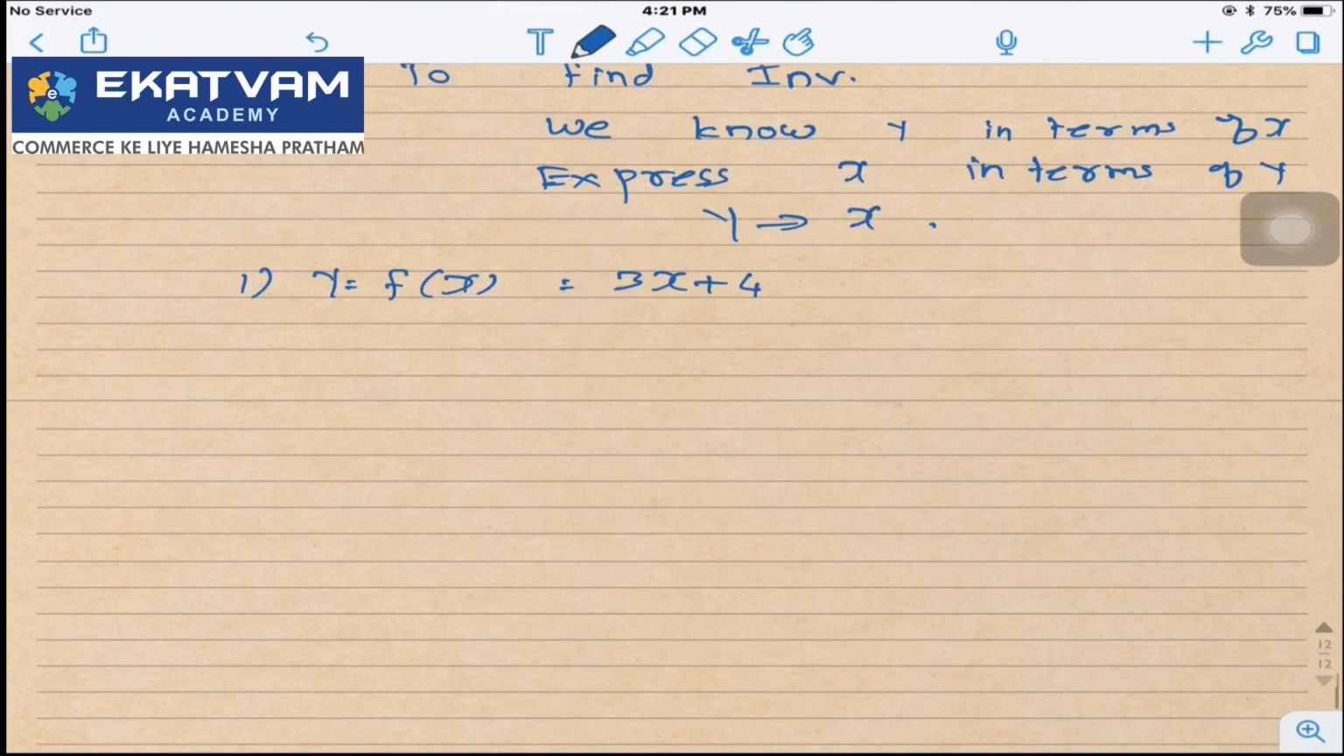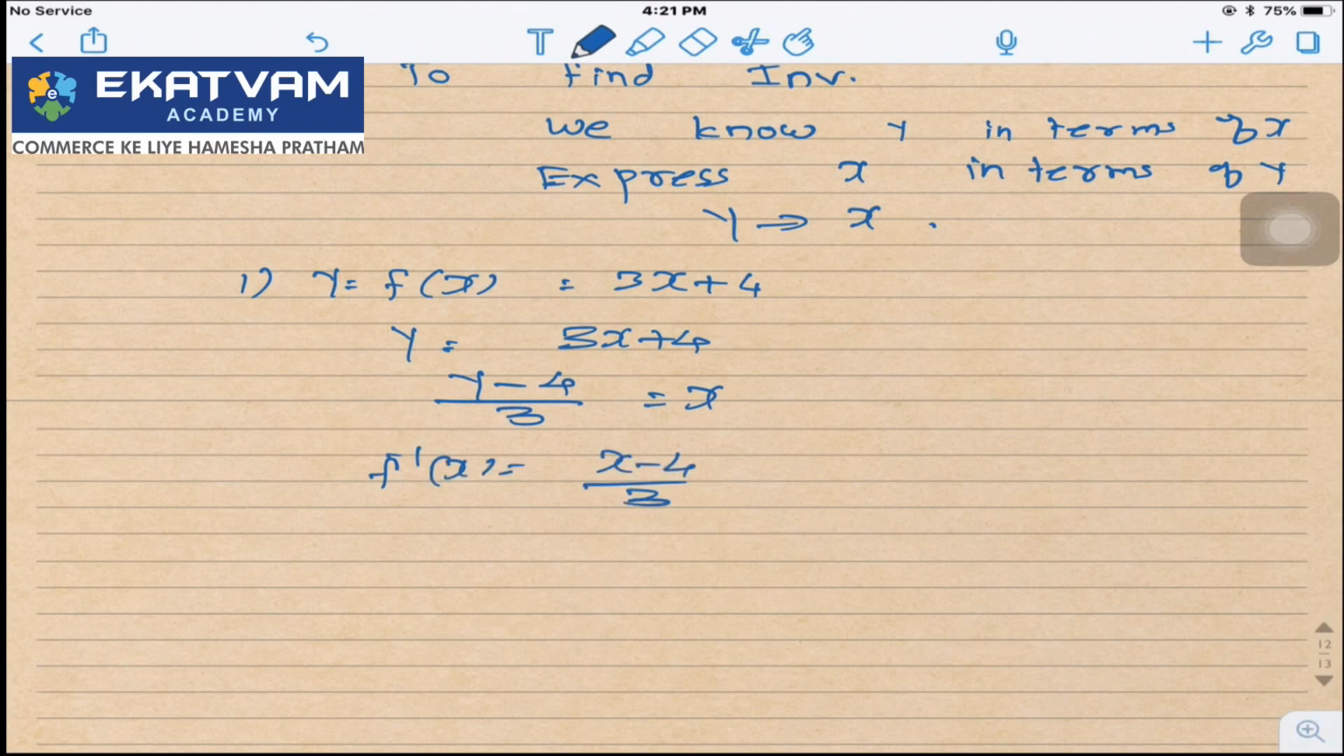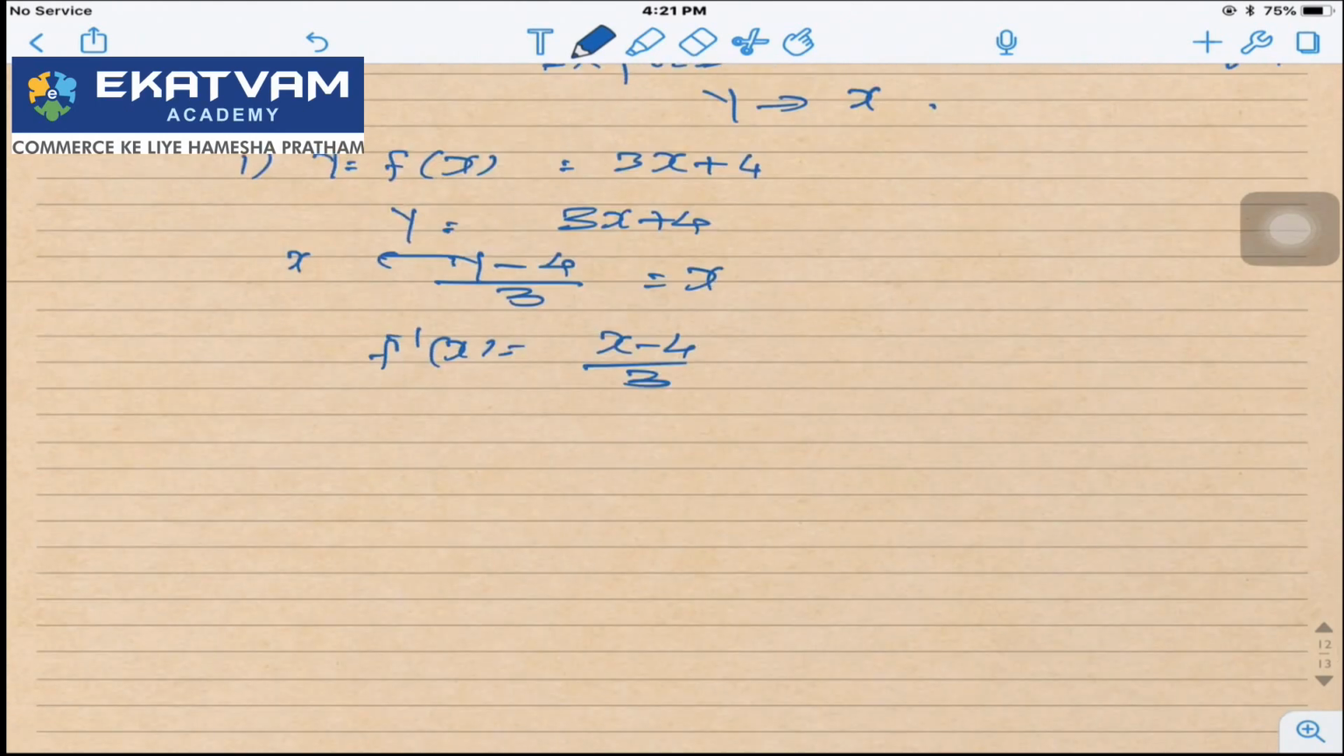बोलो कैसे करेंगे? y equal to 3x plus 4. (y minus 4) upon 3 is x. तो x मिल गया. So tell me what is f inverse of x? (x minus 4) upon 3. यहाँ जो y है वो x से replace करना पड़ेगा. Is that clear?